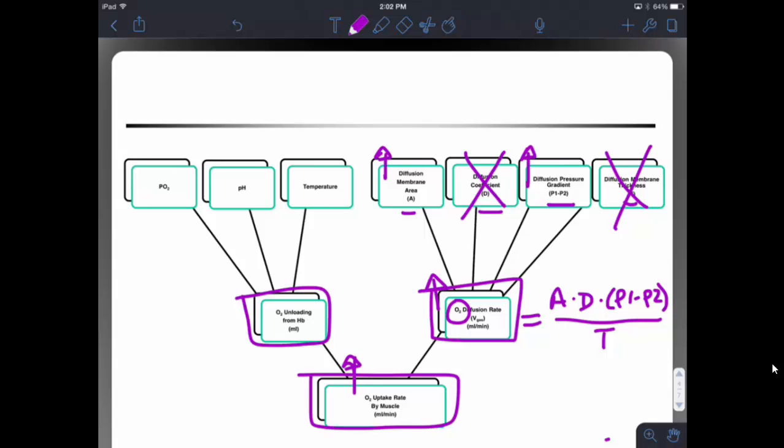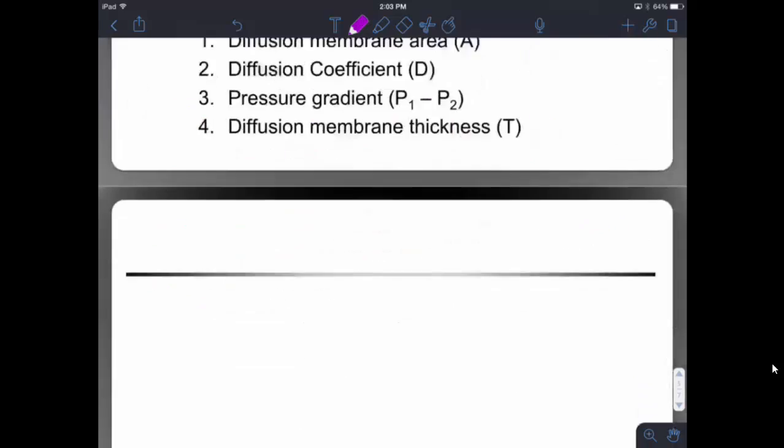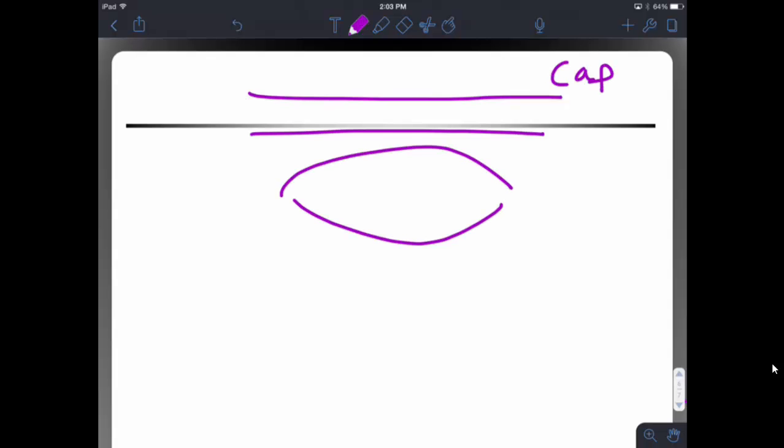On this recording, we're going to focus on this one. Again, from Chapter 7, diffusion rate is affected by membrane area, coefficient, gradient, and thickness. We're focusing on diffusion area. What diffusion area are we talking about? You've got your capillaries that go through your muscle, and the diffusion area is essentially determined by how many capillaries you have.